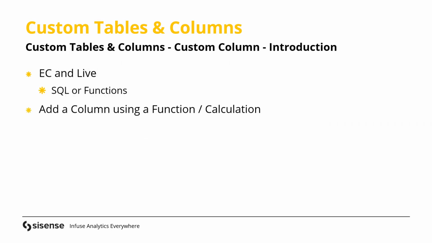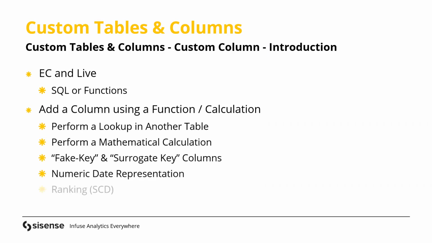Different from custom tables, custom columns are available for all data model types. The calculation of a custom column can be either a formula or a SQL statement. Common examples for custom columns are performing a lookup based on a different table, performing a calculation based on data in the same table, fake or surrogate keys, numerical date representation, also known as datenum, ranking for slow changing dimensions, and more. Utilizing custom columns correctly will reduce the amount of work performed by your dashboards every time they load.